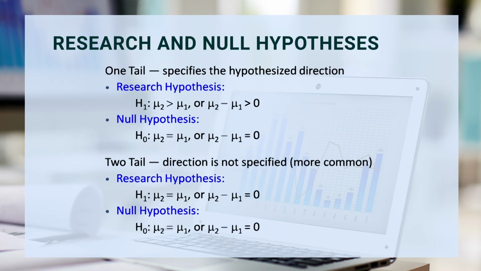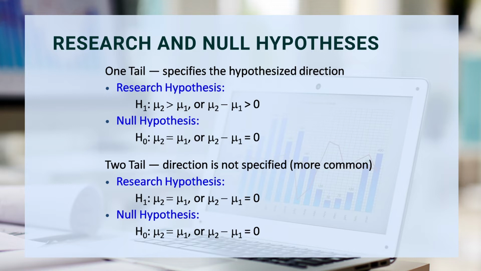Now the research and null hypotheses. One tail specifies the hypothesized direction, and the research hypothesis, that is the alternate hypothesis, is mu2 greater than mu1, or mu2 minus mu1 greater than 0. On the other hand, the null hypothesis is mu2 equals mu1, or mu2 minus mu1 equals 0. Now on the other hand, in a two-tailed test the direction is not specified, which is more common, and the research hypothesis, the alternate hypothesis, is mu2 unequal to mu1, or mu2 minus mu1 unequal to 0, whereas the null hypothesis is mu2 equals mu1, or mu2 minus mu1 equals 0.